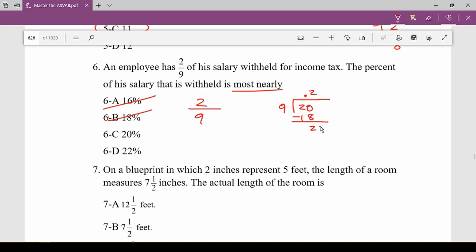Again, 9 doesn't go into 2, so I have to add a 0. 9 goes into 22 times. 2 times 9 is 18. Okay. Again, 20 minus 18 is 2. I have to bring down a 0 since 9 doesn't go into 20. 9 goes into 22 times. So we can see that this is going to repeat as 2, 2, 2, 2, 2. In other words, this is going to be about 22%.